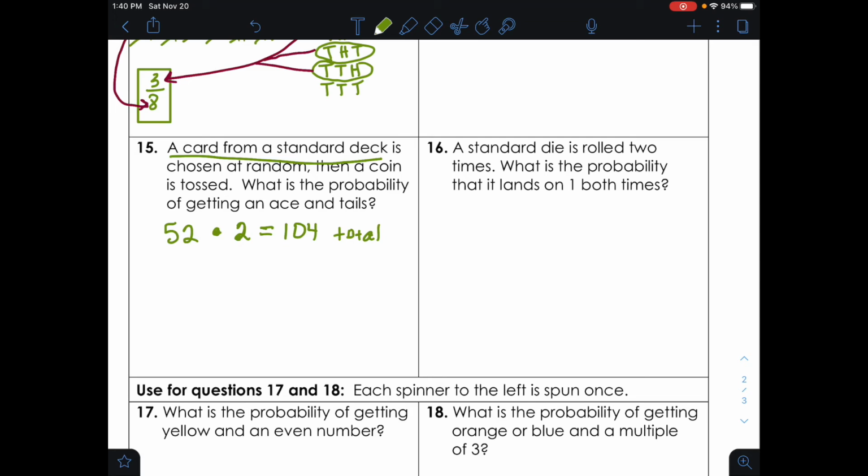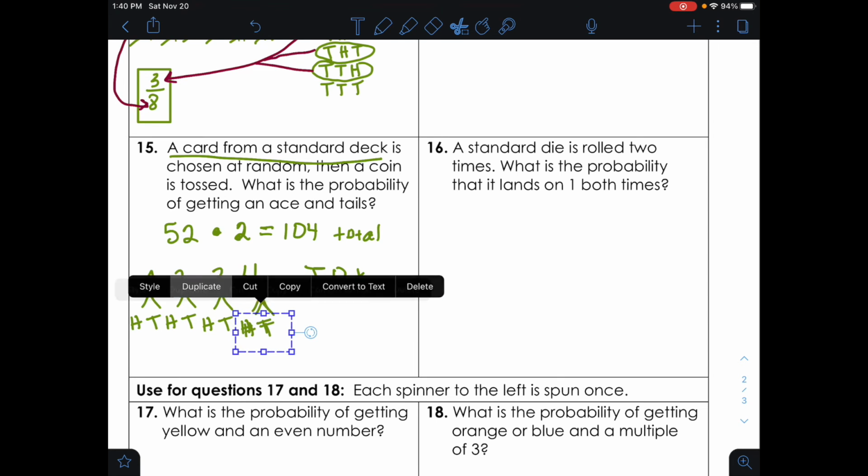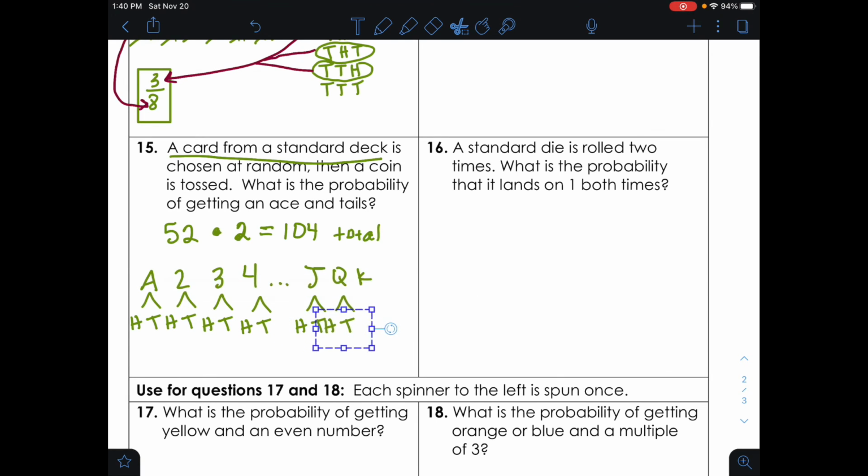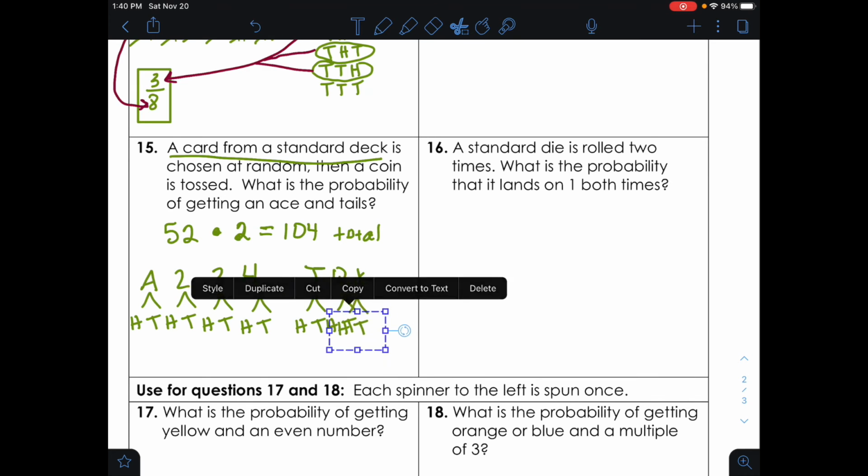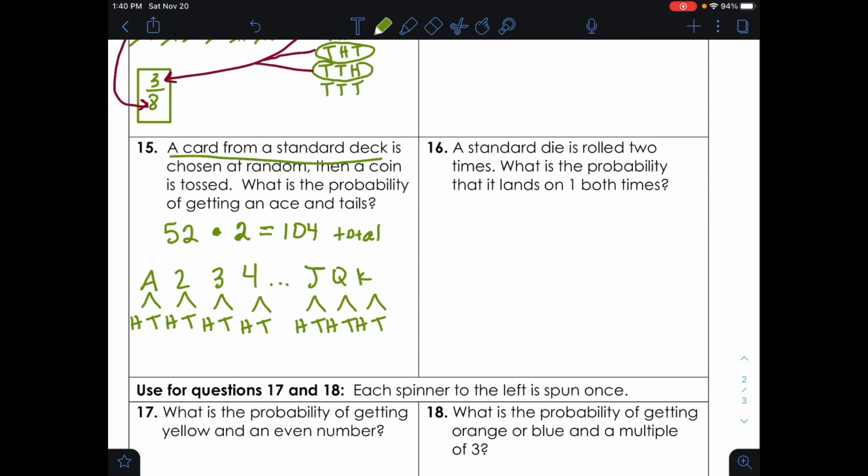Okay, what is the probability of getting an ace and a tails? So how many options are there for ace and tails? Well, again, if I went with my whole ace, 2, 3, 4, dot, dot, dot, jack, queen, king, and if I broke that into heads and tails, you know what I'm saying? And if I'm gonna just kind of finish this up real quick. So I'm gonna duplicate that, boom, duplicate that, boom. Just trying to give y'all an idea without me having to do 52 of these.